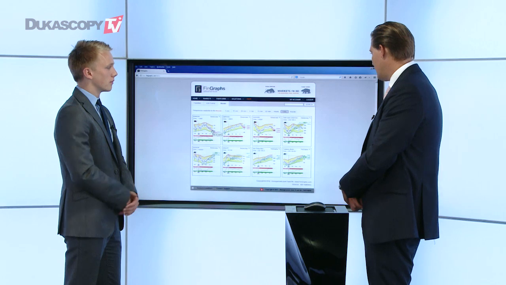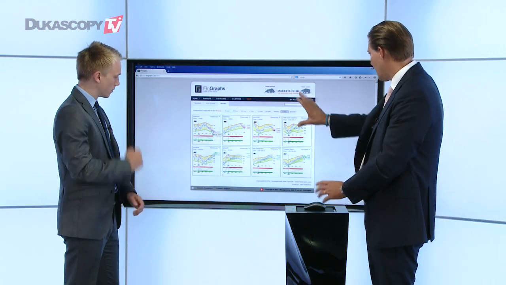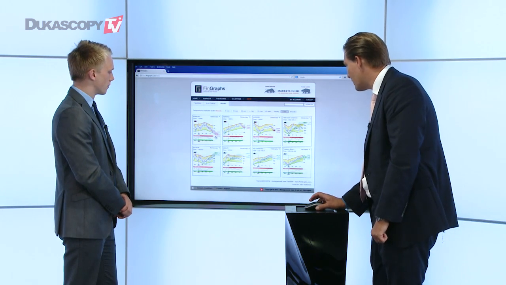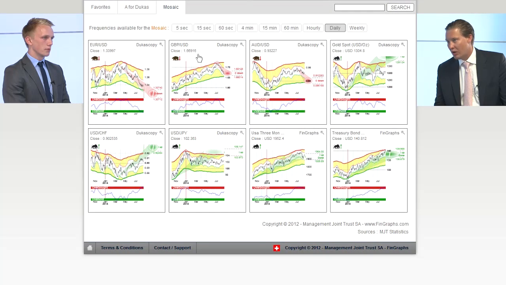And so let's go into the different pairs. This is our standard Dukascopy mosaic. We have Euro US dollar, cable, Australian dollar, gold, dollar Swiss, dollar yen, 3 months S&P futures and 3 months 30-year Treasury futures. So let's go into Euro first.